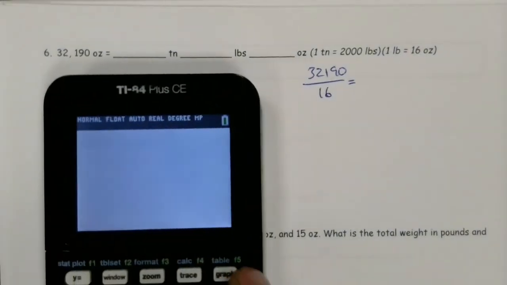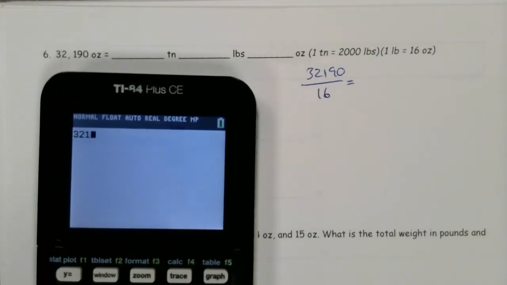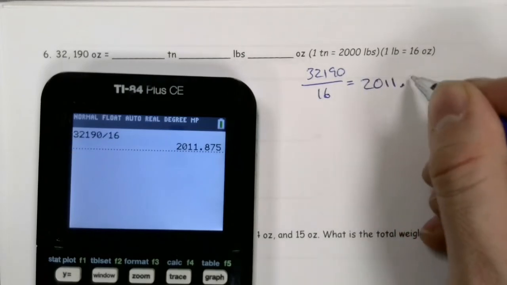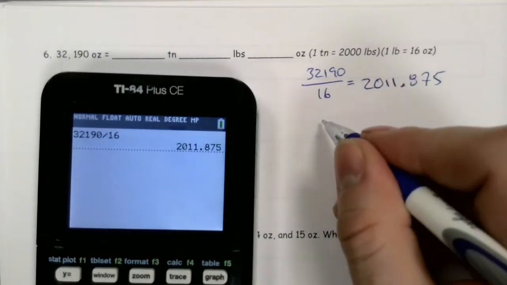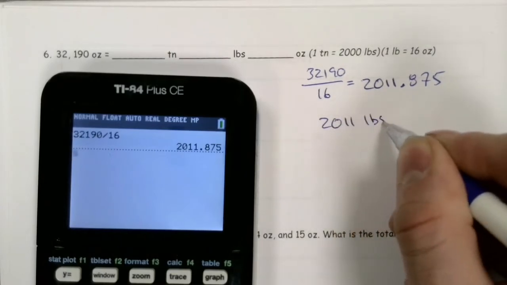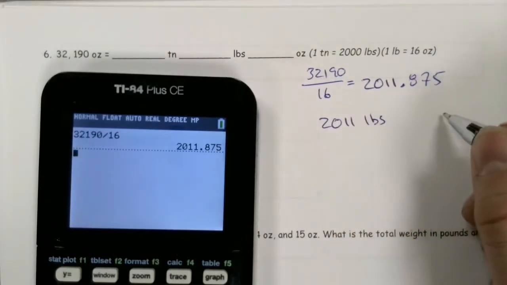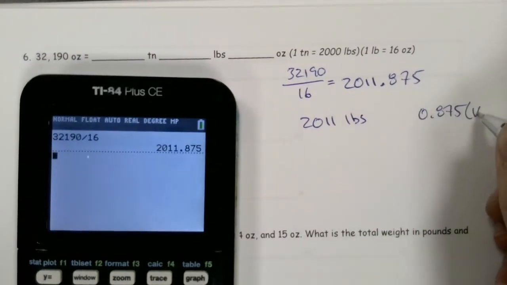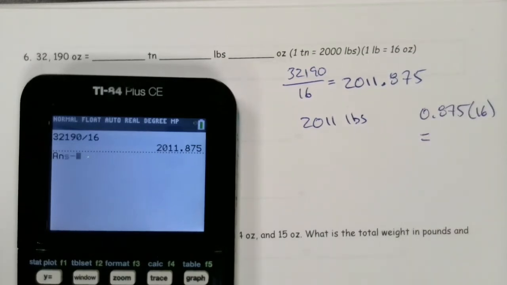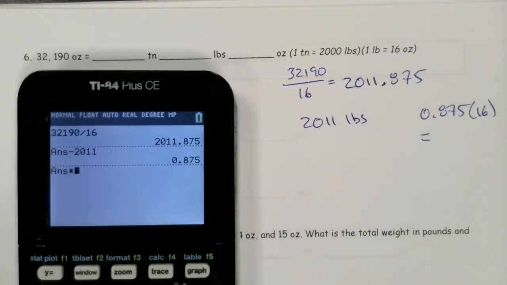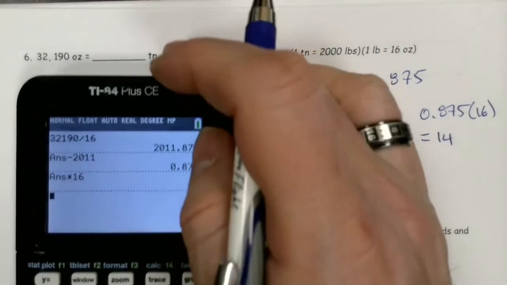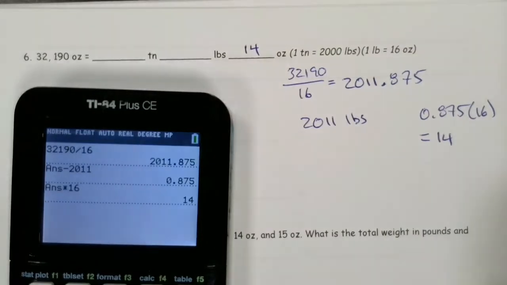Okay, so here we go. 32,190 divided by 16. Whew, we get 2,011.875. So I know that we're looking at 2,011 pounds, and then we've got 0.875 of a pound. Now I'm going to multiply that by 16 to convert that into ounces. So first of all, subtract the 2,011, get that out of there, and then we're going to multiply that remainder by 16, and that gets me 14 ounces. Okay, so I know that this is going to end with 14 ounces.